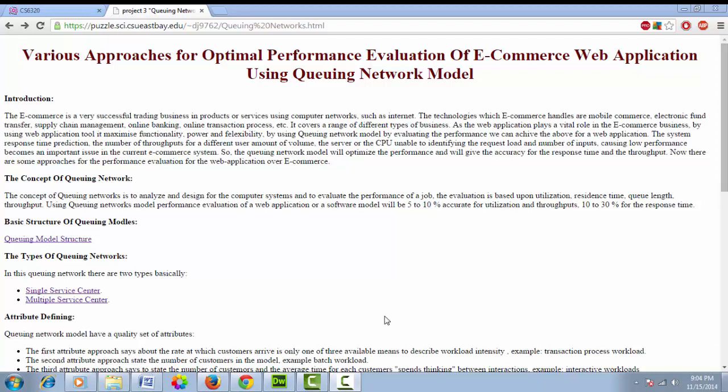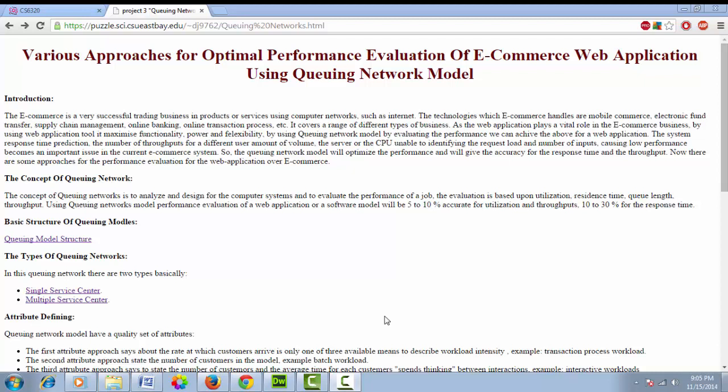So I'm going to talk about e-commerce. What is e-commerce? E-commerce is a successful trading business in products or service using computer networks such as internet. So what technologies does e-commerce handle? It handles mobile commerce, electronic fund transfer, supply chain management, online banking, online transaction. So everything is based upon a web application. More or less it is like a web application, so it covers a range of different types of varieties in a business.